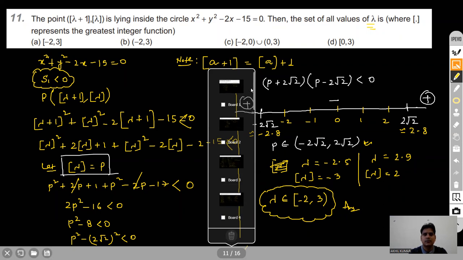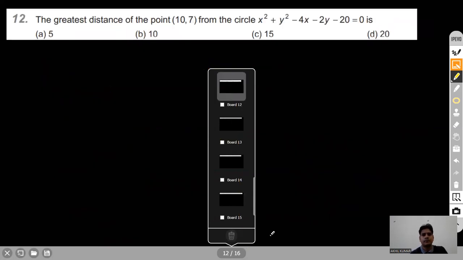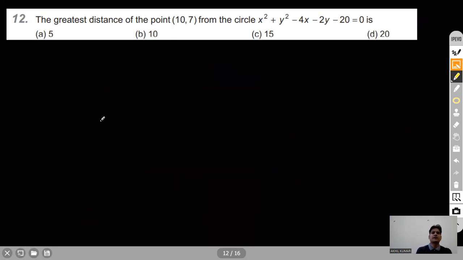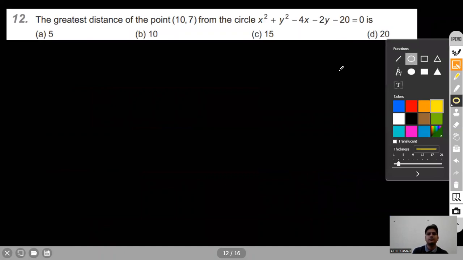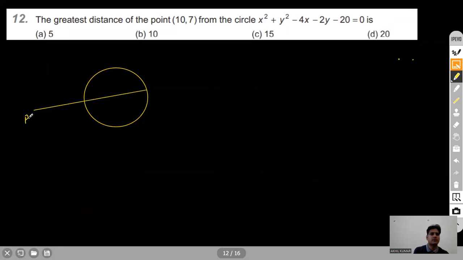Now let's move to question number 12. The greatest distance of the point 10,7 from the circle is... I have already told you that the greatest and least distance of any point from a circle always lie along the diameter, right? So suppose this is our circle and we have taken any point P, whose coordinates are given as 10,7. And we have to find the greatest distance of this P from the circle. So it must lie along the diameter.